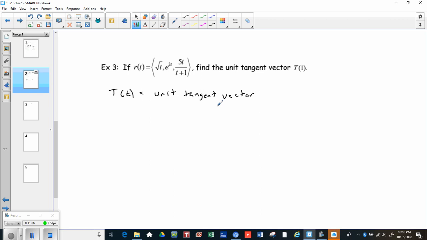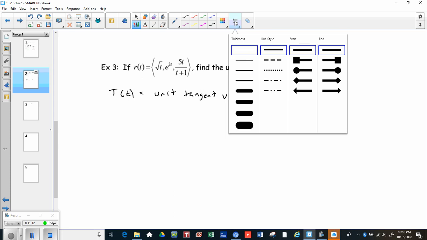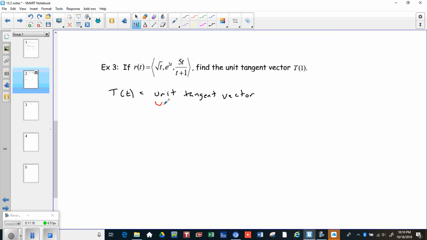And this will definitely have more use after this section. So, unit tangent vector. Let's break this down a little bit. Unit, meaning the magnitude is 1. And tangent vector, which is r prime of t. We just found the tangent vector above, r prime of t, with a magnitude of 1. That's the unit tangent vector.